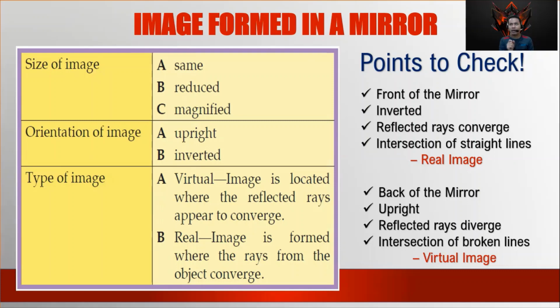Letter B, if the height of the image is reduced or smaller compared to the height of the object, you will say reduced. If the height of the image is larger or it's magnified compared to the height of your object, you will answer magnified. So again, the first thing that you're gonna say is the size of the image. Second is the orientation of the image.